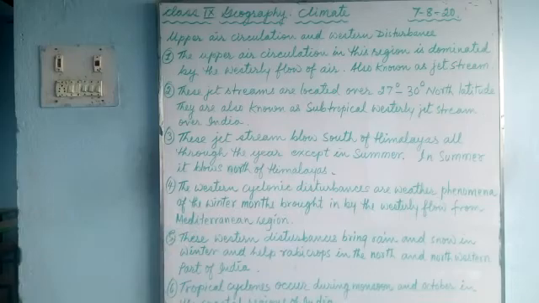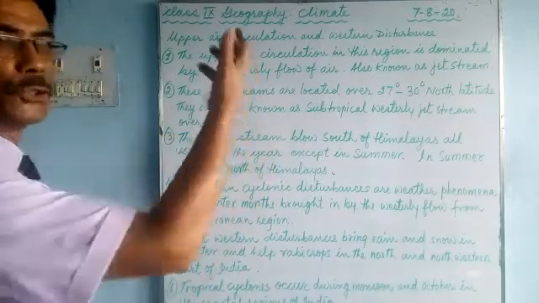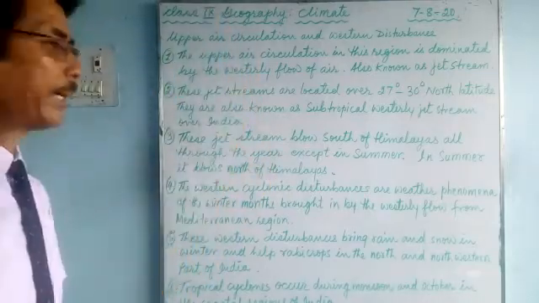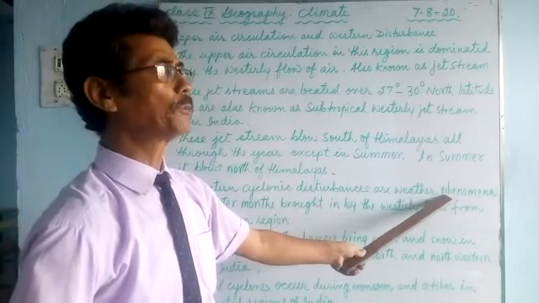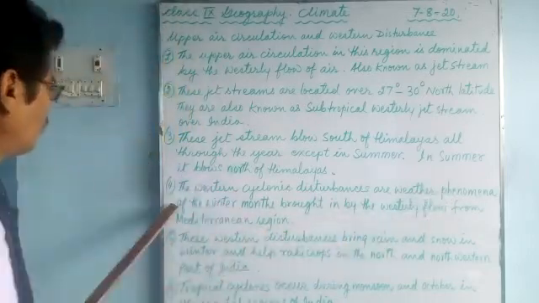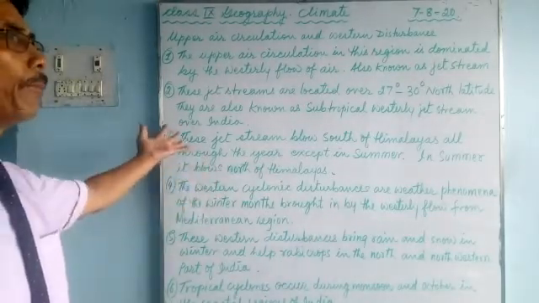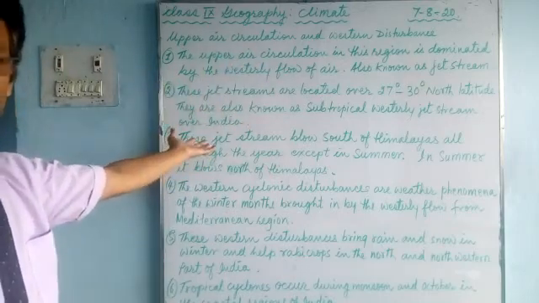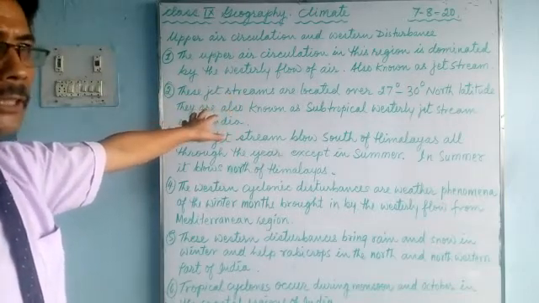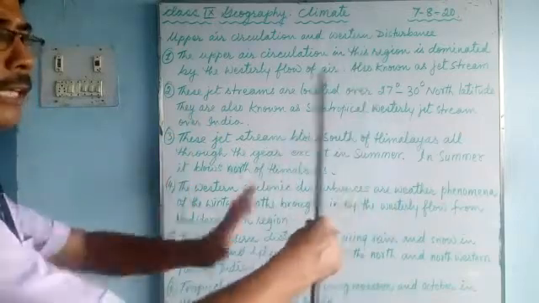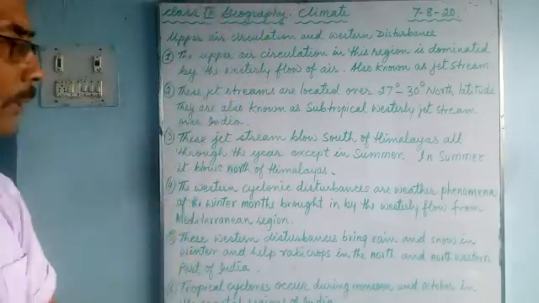The western cyclonic disturbances. The flow of the wind, the jet stream, brings moisture from the western side, that is from the Mediterranean side. The western cyclonic disturbances are weather phenomena. Phenomena means process. It's a weather process of the winter months. During winter, these jet streams bring moisture from the Mediterranean Sea. It is just south of Europe. In between Africa and Europe, there is the Mediterranean Sea. From there, it picks up the moisture and brings it in winter.